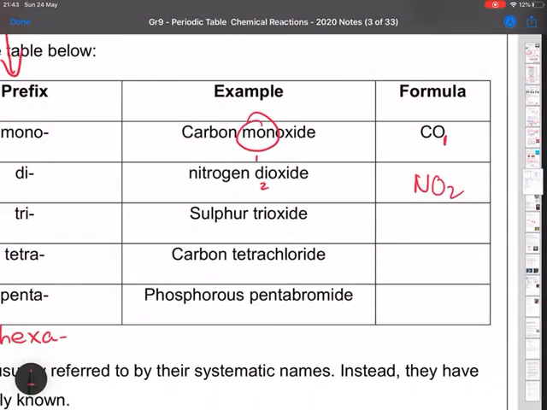Sulfur trioxide would be SO3. Carbon tetrachloride would be CCl4. Phosphorus pentabromide, PBr5, and penta means 5.